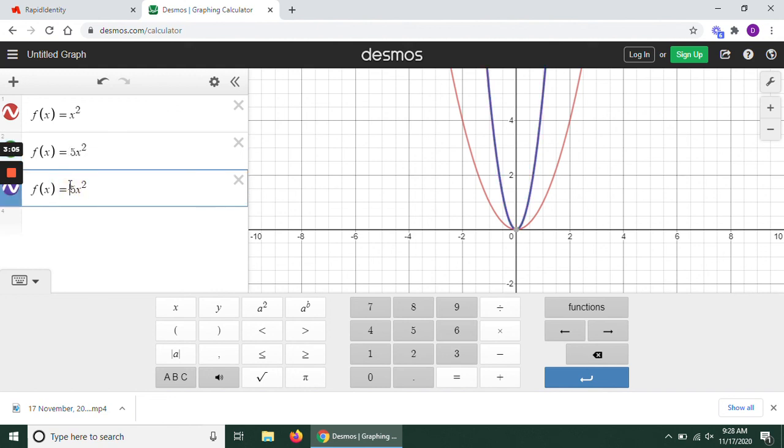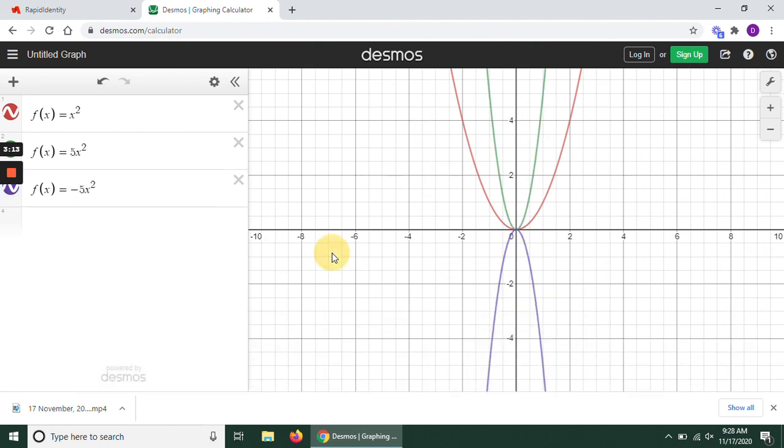Now I am going to apply a negative sign. All right. Do you see that? Applying a negative sign to the number 5 did not change the size of the new graph. It did not change the size of the new graph. Do you get that?